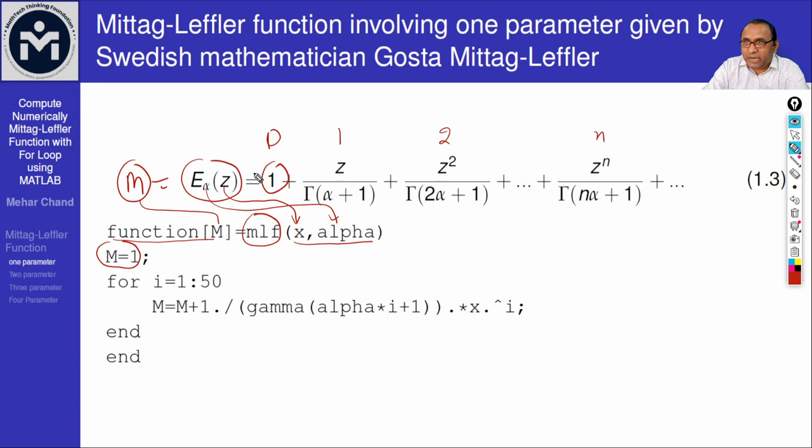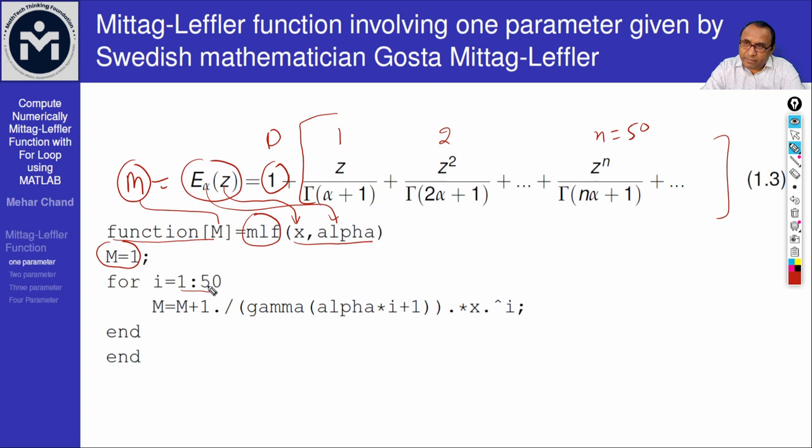Now for the rest of the terms, from this place to this place, we will use a for loop, for i equal to 1 to n. But here we are choosing n equal to 50. We are choosing the first 50 terms, from 1 to 50. So this is the for loop, and i is equal to 1:50. This is the index for the corresponding terms.